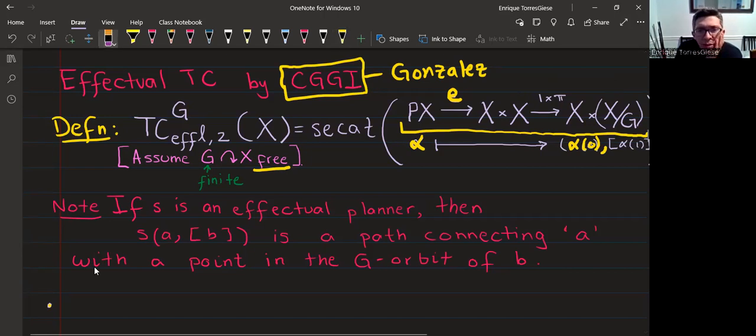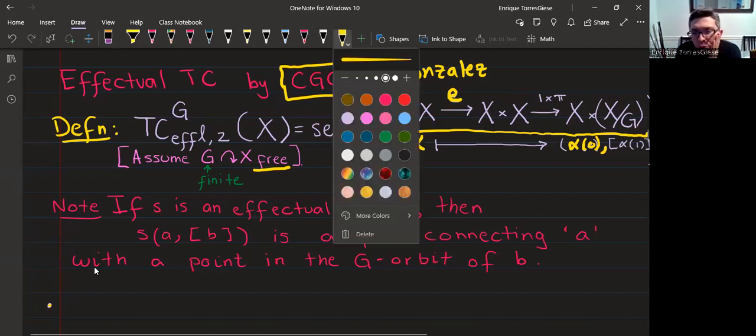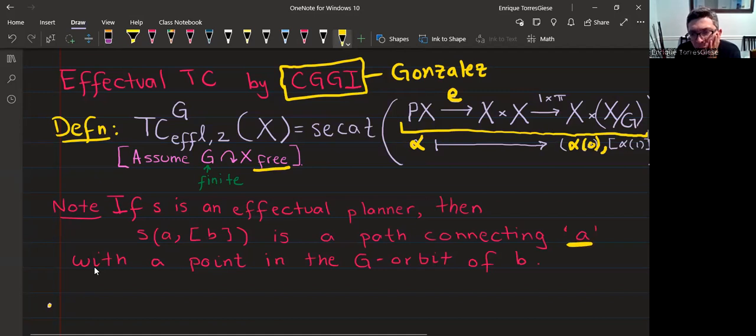Okay, so why is this important in the motion planning context? As you can see here in this note, I'm essentially noticing that a planner is connecting an initial point A with a point in the orbit of the other point in this notation B. So what's happening here is that we are saying, okay, here is A and over here is B, but instead of going to B, starting from A, how about if we content ourselves with going to some point in the orbit of G? And that's what this is essentially saying.